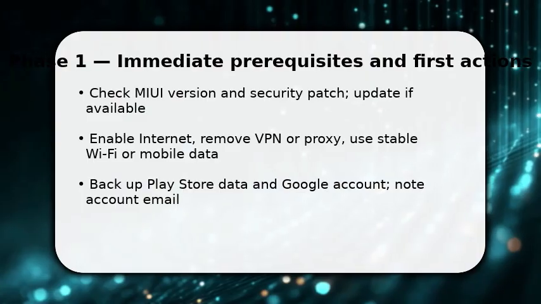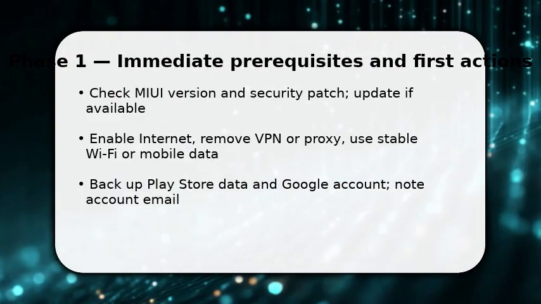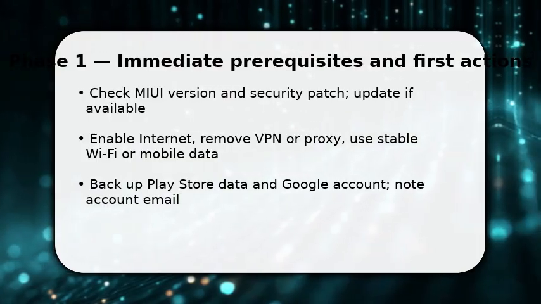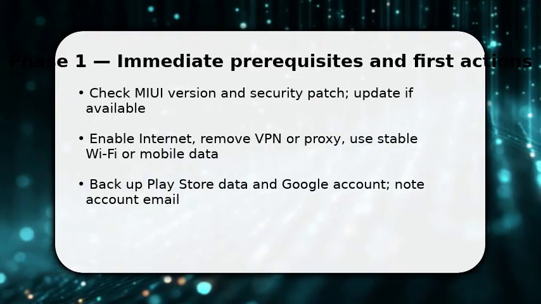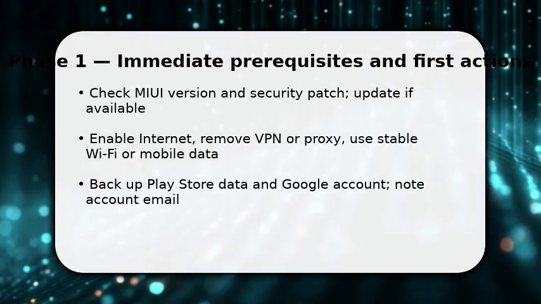You start by confirming a few essentials: your MIUI build and security patch, a stable network, and the Google account you'll use. Once done, go to Settings, Apps, then Manage Apps, find Google Play Store and tap Storage. Clear cache, then clear data. This removes corrupted local files.